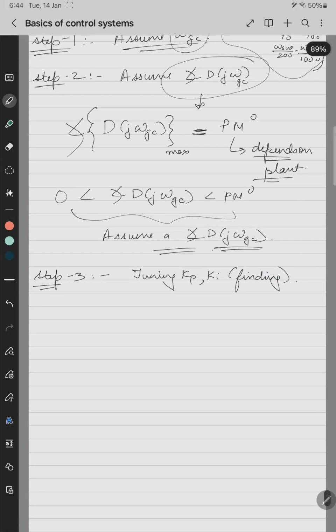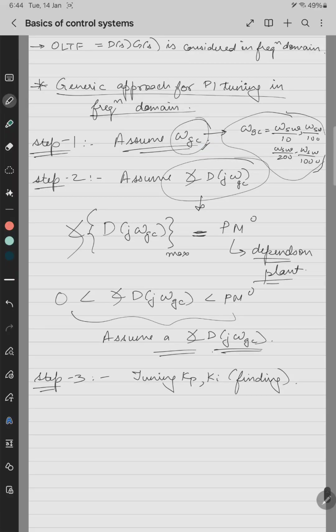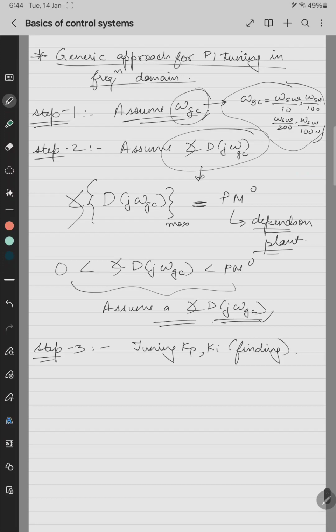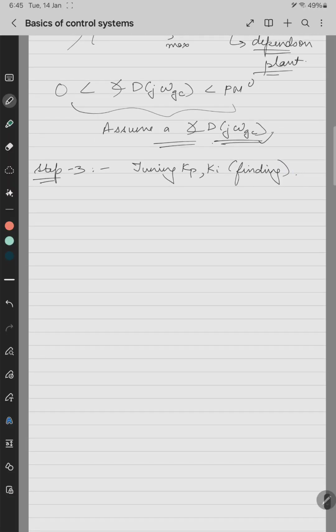So each set of these two values, omega gc and angle of D at j omega gc, will have a unique set of Kp and Ki. If you change them, they'll also change. But Kp and Ki usually are a single value, so we have to get only a single value of Kp and a single value of Ki at a given omega gc and angle of D at j omega gc. So now I'll write.